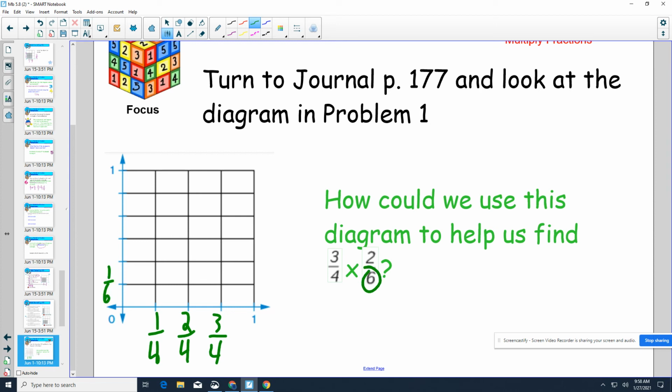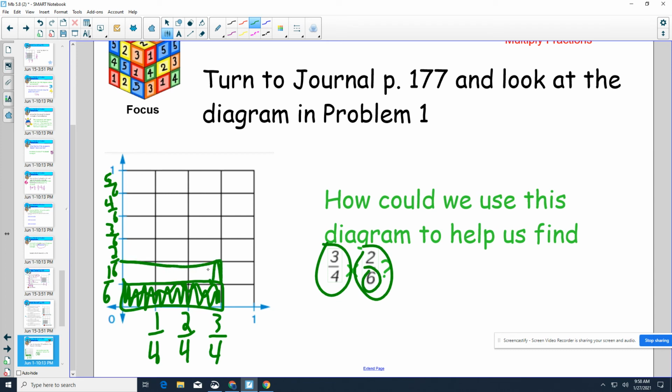So 1/6, 2/6, 3/6, 5/6. You want to write a little bit neater than I did. It's harder on the board. Okay. Now I could shade up to 3/4. The first one is 3/4, so I'd shade over to 3/4. The second part says 2/6. So then I'm going to go up 1, 2, 6. And I'm going to go back over here, and I want to make sure I shade all that in.